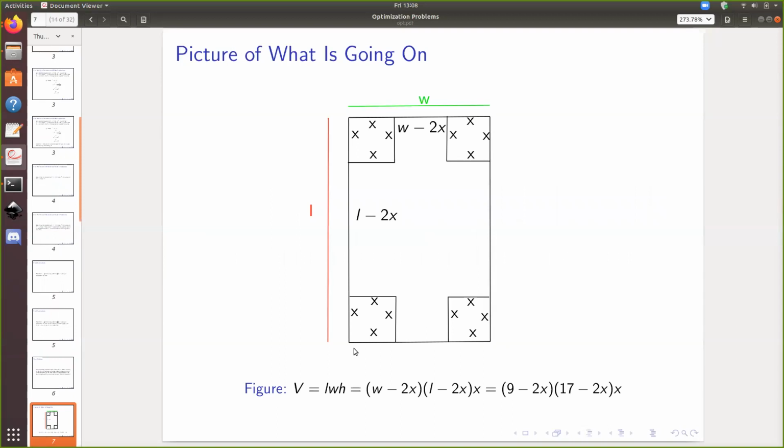So here's a picture for this problem. It's kind of hard to visualize in your head, and I would actually recommend you go get a piece of paper and try to cut out some congruent squares and get like an intuition for this problem.